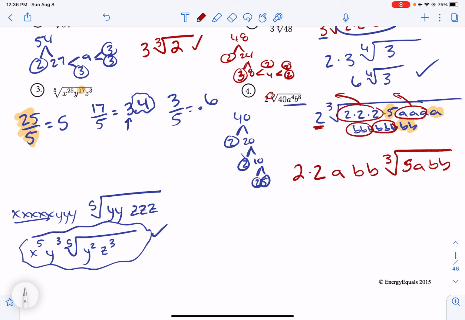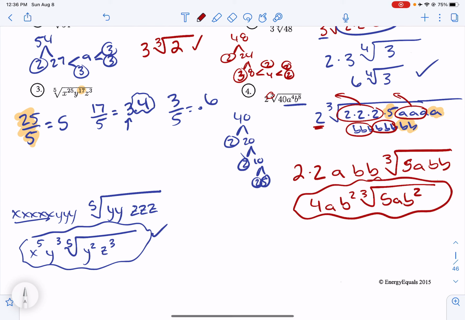So let's rewrite this. 2 times 2, that's just 4. Good math. A, B, B is B squared. Cube root of 5A, B squared. Which might look messier than what we started with. It does look messier, but now we can actually do math with it. Because it's simplified, it's going to be easier to do the math that we need to do with what you've got there.